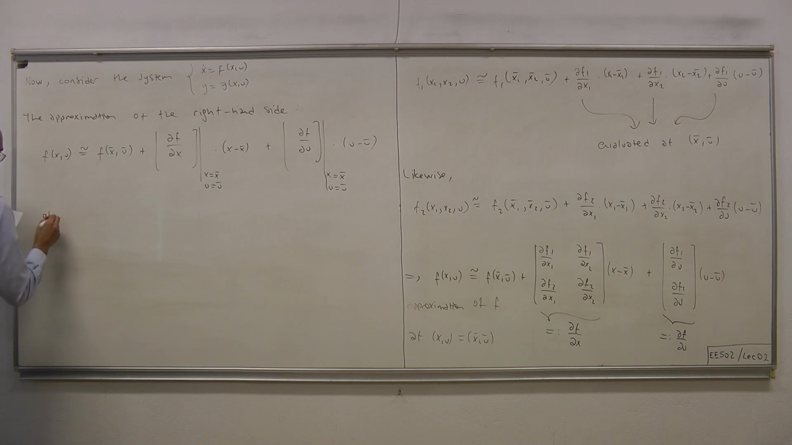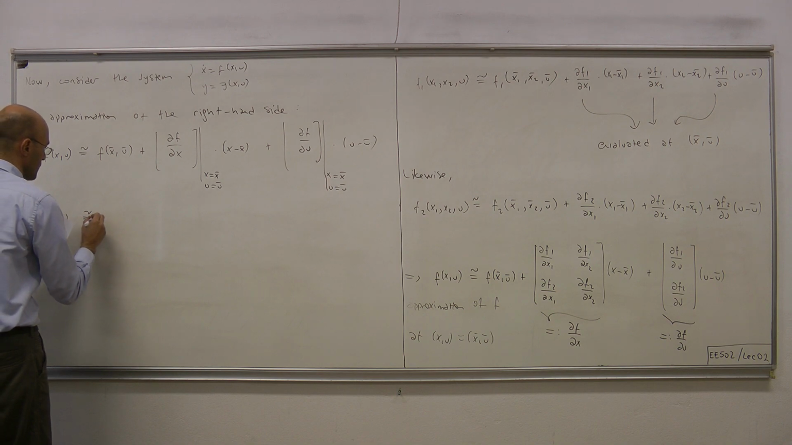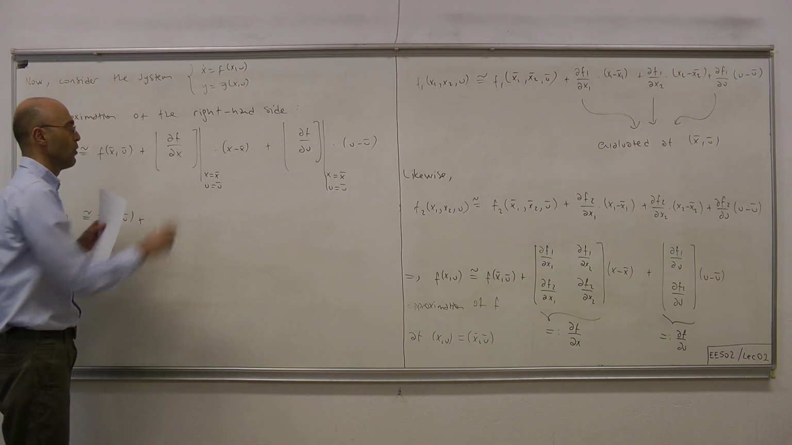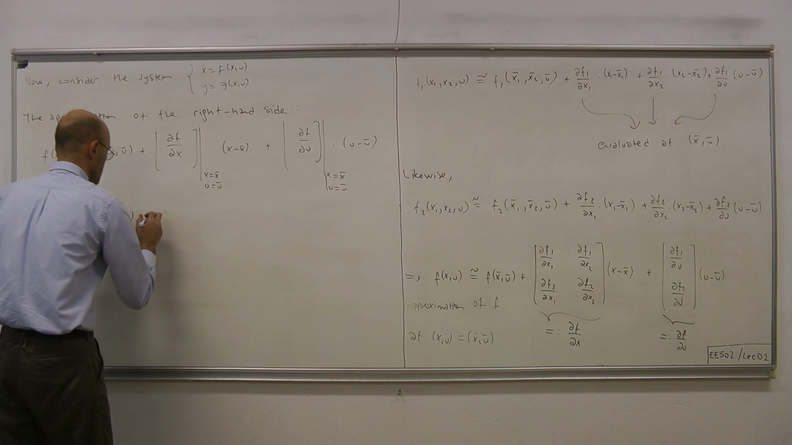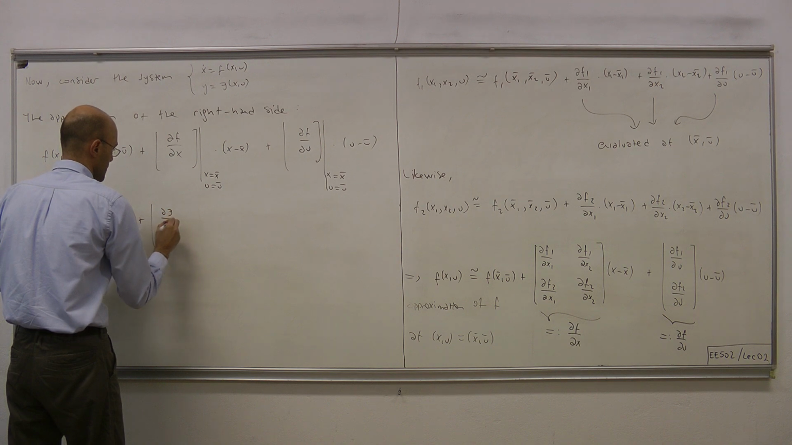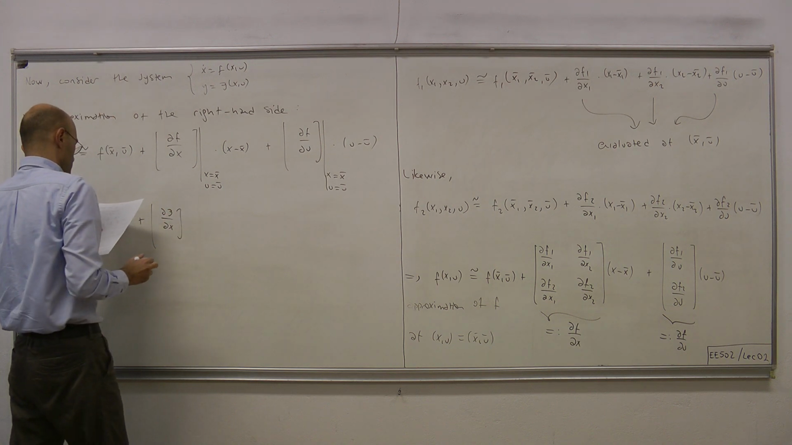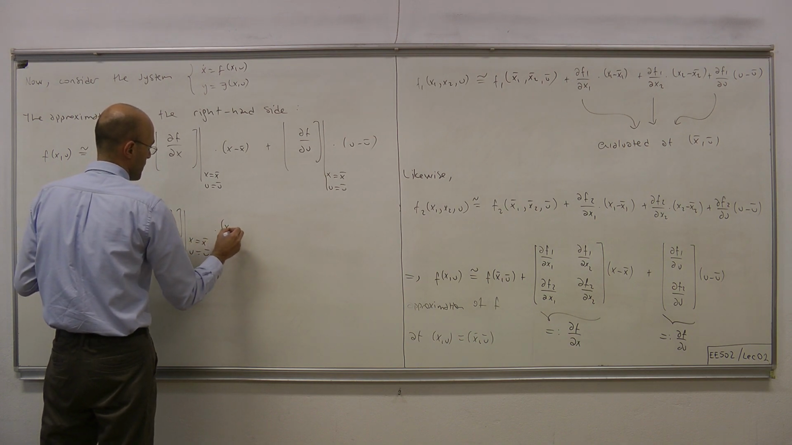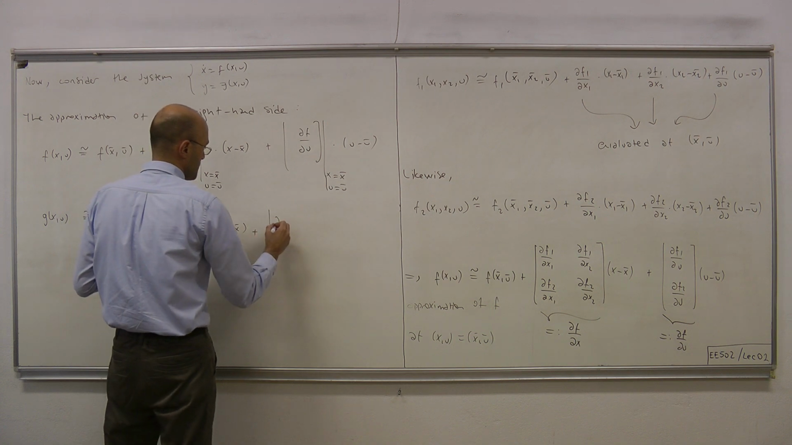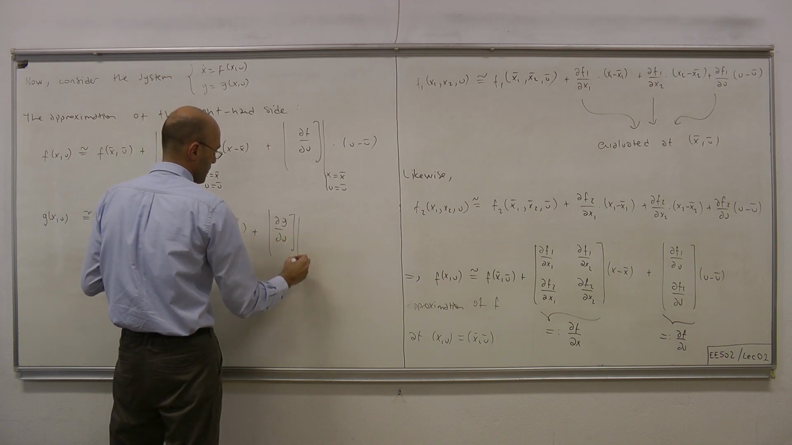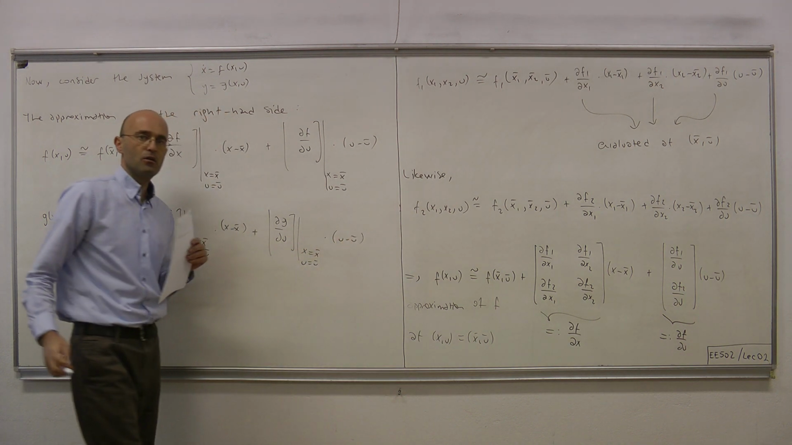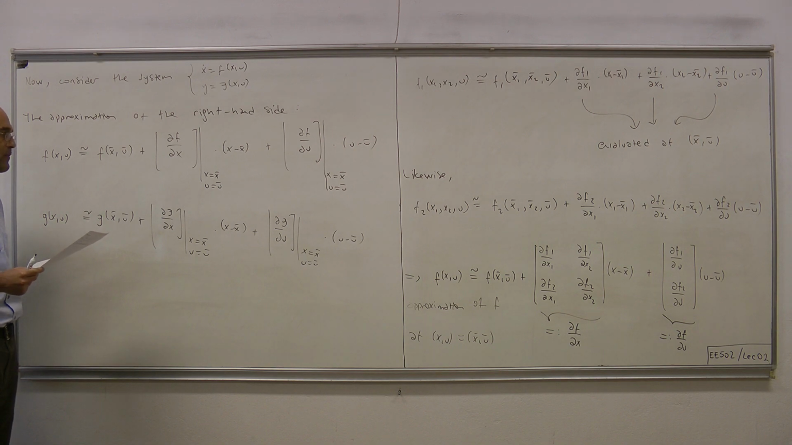Likewise, we can do the same thing for g. g of x bar, u bar. Basically, just replace all the f's here by g's. But let me do it anyway for the sake of completeness. g, evaluated at x equals x bar and u equals u bar, times x minus x bar, plus partial g, partial u, evaluated at x equals x bar and u equals u bar, times u minus u bar.